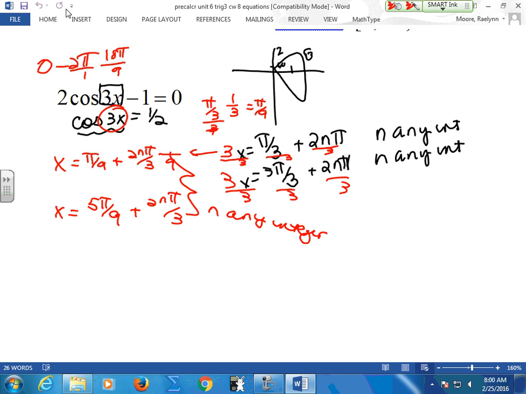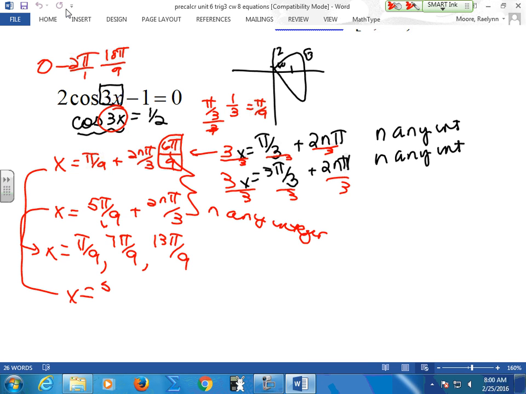Times 3 times 3, 7 pi. So every time we do this, we're going to add 6 pi over 9. So here are my angles: pi over 9, add 6 pi, 7 pi over 9, add 6 pi, add 6, 13 pi over 9. Did I reach 18 yet? Not yet. Add 6, what do I get? 19. I'm past the 18, so I'm out of where I want to be. So I stop. Then I come down to this guy.